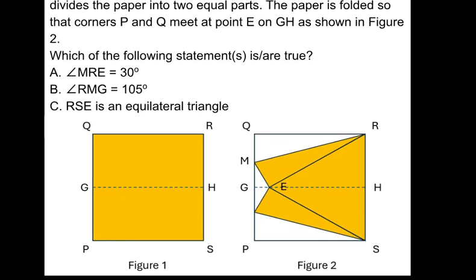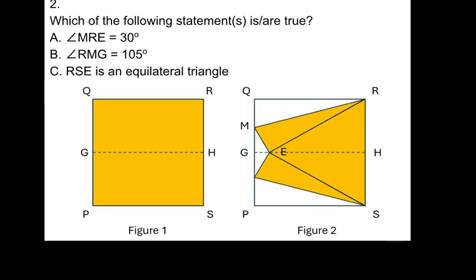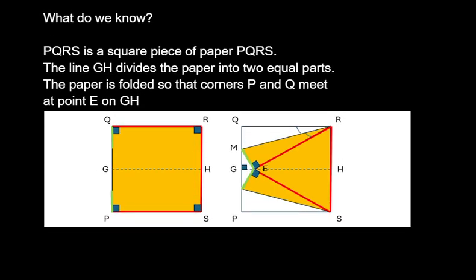Okay, now let's look at what we know about this question. First, the question says that PQRS is a square piece of paper. So PQRS is this piece. If it's a square piece of paper, the sides are all the same. So I can say that PS is equal to RS is equal to QR. So these three lines are the same. The line GH divides the paper into two halves, so the line GH is right at the middle, which means that this length is equal to this.